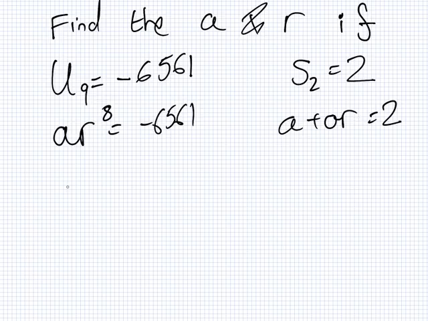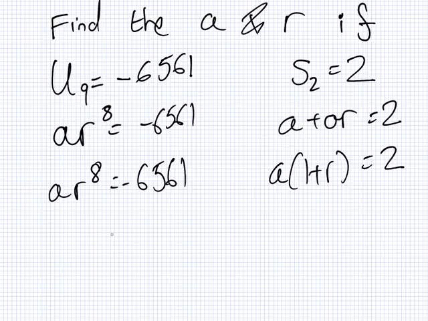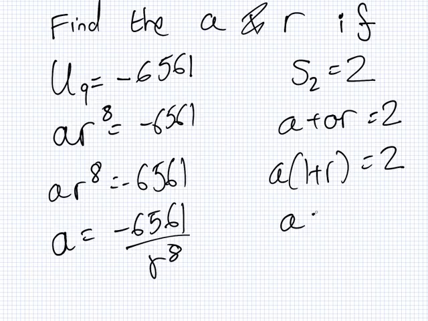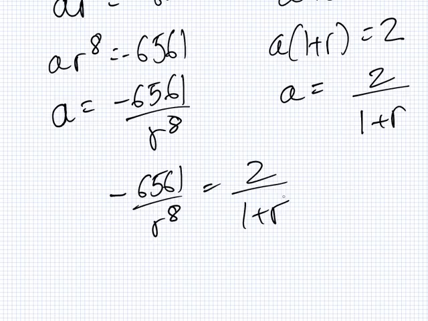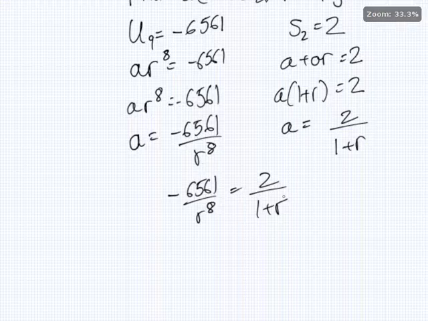Here you get a r^8 equals minus 6561, and here you get a(1 + r) equals 2. Here you get a equals minus 6561 over r^8, and here you get a equals 2 over 1 + r. Here you get minus 6561 over r^8 equals 2 over 1 + r. I'll give you a moment to catch up.